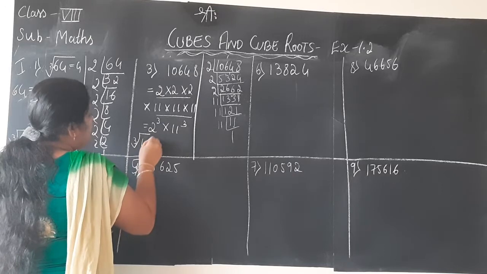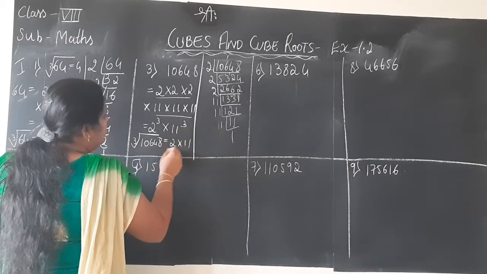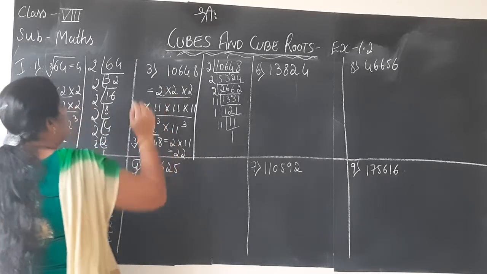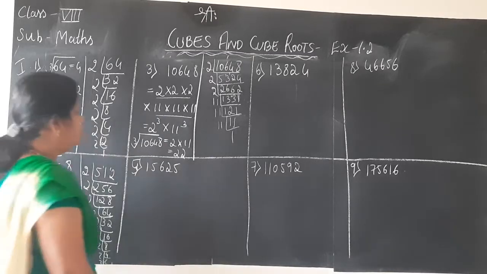So cube root of 10,648 is 2 into 11 simply, which is equal to 22. So cube root of 10648 is 22. Like this you should do, children.